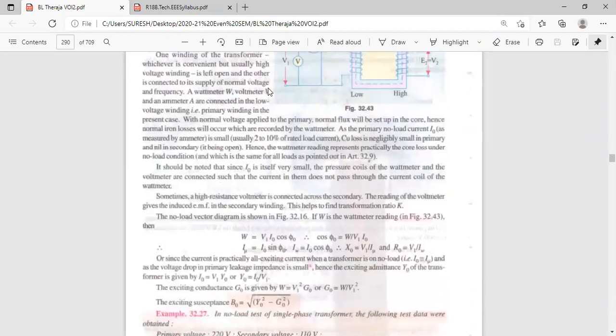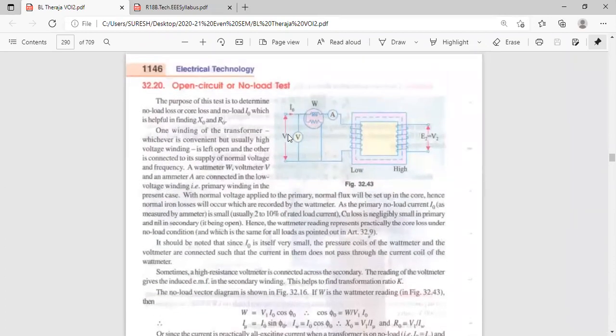Already we had discussed this. Why are they placing the wattmeter here on the primary side? What are you determining in the open circuit test? Core loss. Okay, iron core loss or iron loss, both are one and the same. In the open circuit test, what are you applying? We are applying full voltage.